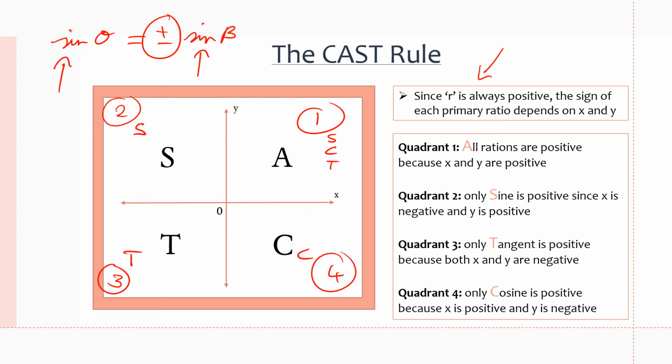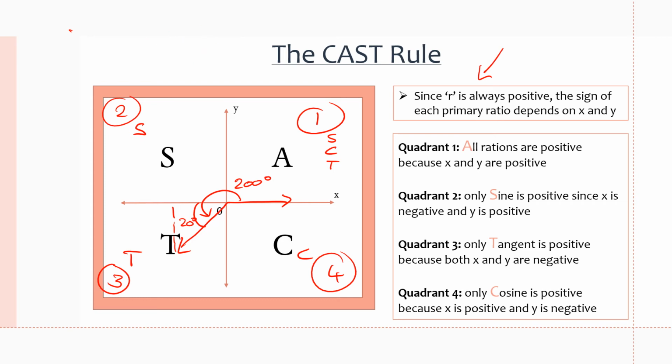So for example, if we are in quadrant 3, here's our terminal arm, and we have an angle that's over 180, let's say 200 degrees, right? We're going past 180 by 20 degrees, so our related acute angle is 20. Now we are in the third quadrant, and let's say we're using the cosine ratio. It's asking you to determine what is cos of 200 degrees. Well, that is going to equal plus or minus cosine of the related acute angle, which is 20 degrees.